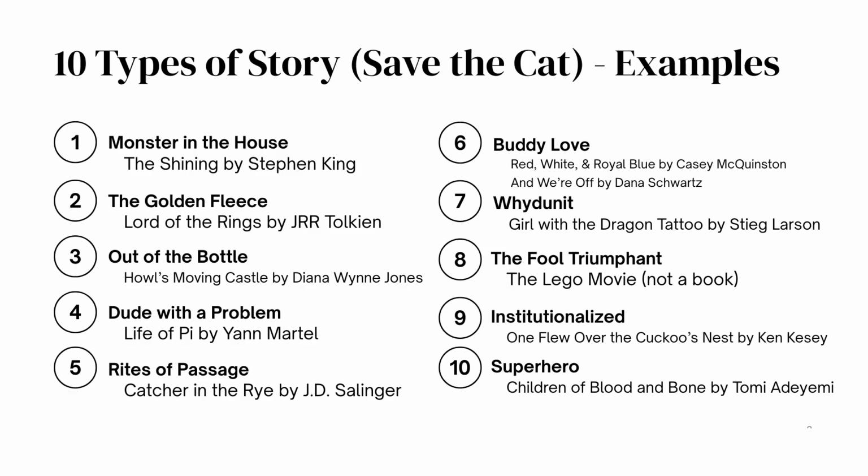And finally, superhero, where you have a powerful individual who has to own up to the burden of their power. There are so many examples of this, but I like to think of Children of Blood and Bone by Tomi Adeyemi as a recent example. You can also combine story types into the same story, which I highly recommend you do. Just be sure to have one main genre or type of story and the others as supporting.